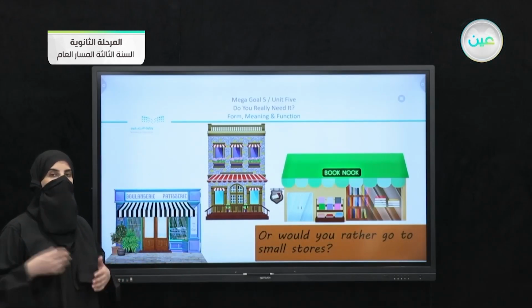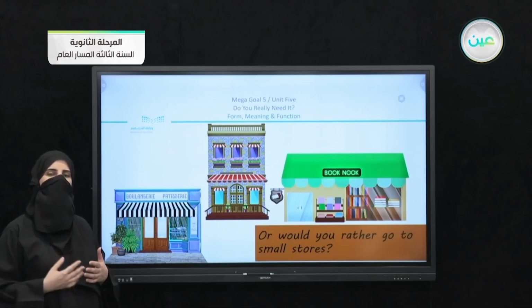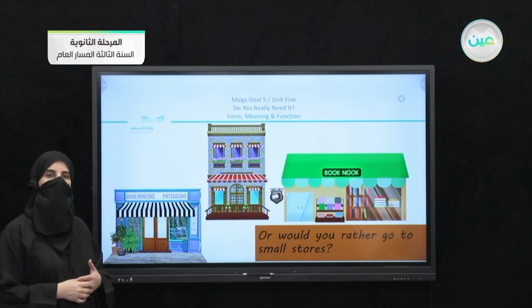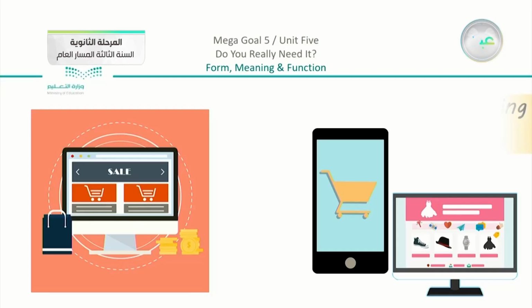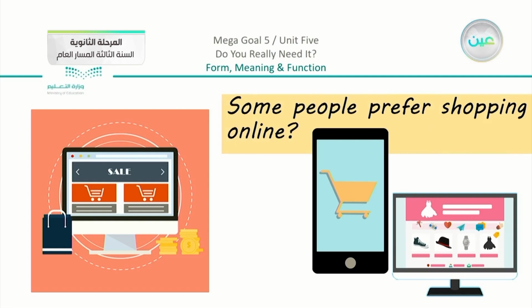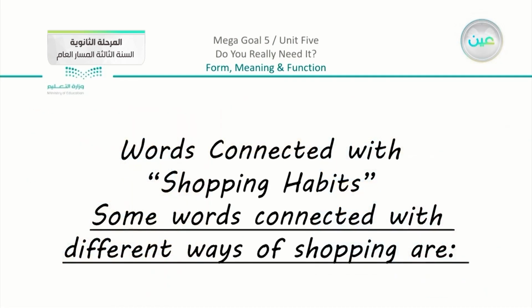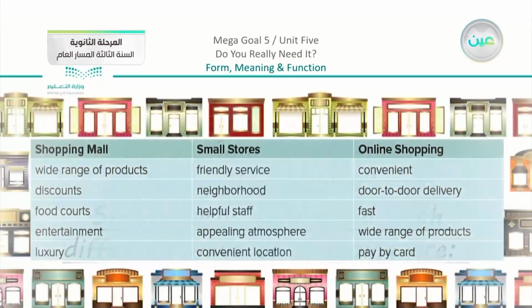So some people would prefer to go to shopping malls, and other people feel that they are too noisy. So we have here, they would prefer to go to small stores. And other people, some people prefer shopping online. So do you think it is true or not? Do you agree here? Now we have here the three types. There are actually words connected with shopping habits. Some words connected with different ways of shopping are. We can see that we have here the three types, and we have here words that are connected.